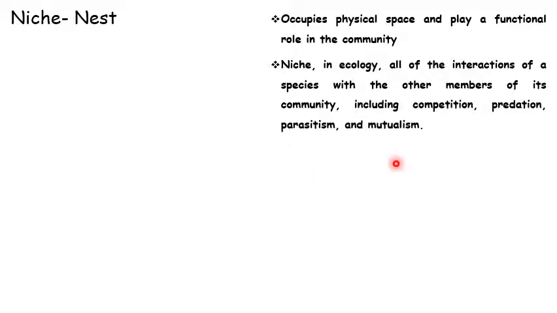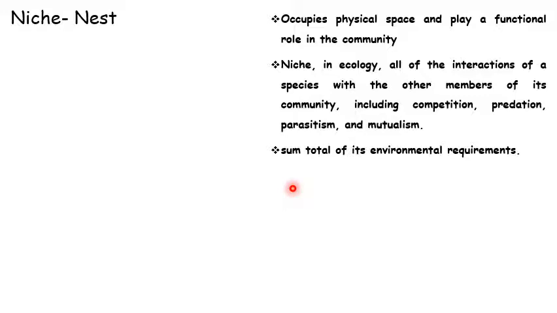In simple terms, we can say niche. Every organism has its own niche. What it eats, where it lives, how it reproduces, how it associates with the community, and how it preys. All these things we can simply call niche. In simple terms, we can say it is the sum total of its environmental requirements.